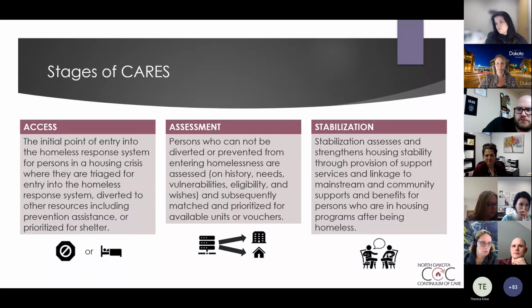So there's 3 stages to CARES. There's access, assessment, and stabilization. So the access stage is designed to help make homelessness rare and brief through well-advertised and coordinated access points and tools, as well as focusing on ways to resolve a housing crisis to prevent entry into the homeless response system. The tool that we use for this is the housing crisis triage. We are in the process of finalizing this tool, so we're not quite using it yet, but we're almost there.